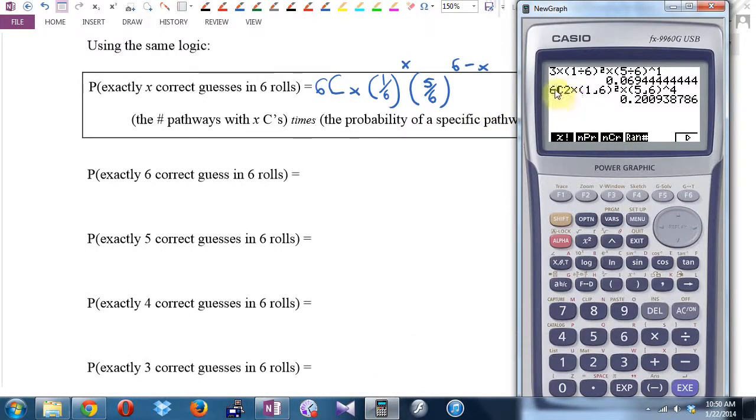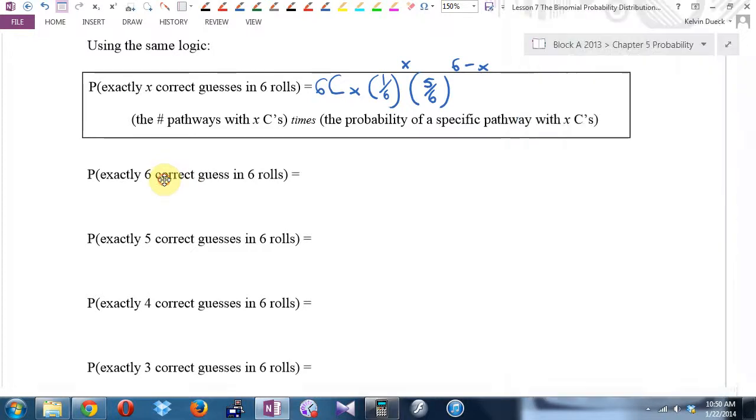Now, if you already typed this last one in, we probably just need to do a little bit of modifying, because this next one says the probability of getting exactly 6 correct guesses in 6 rolls. What do you think the probability is of guessing 6 times in a row correctly? High or small? I'm going to expect a small answer. Algebraically, it would be this. How many rolls? 6. Choose how many do you want correct? 6. What's the probability of getting correct?